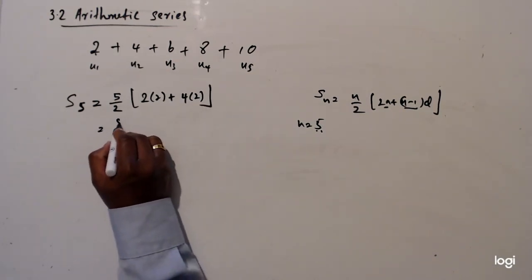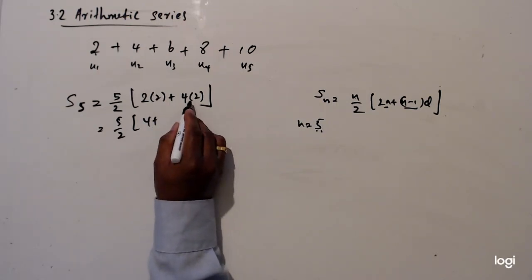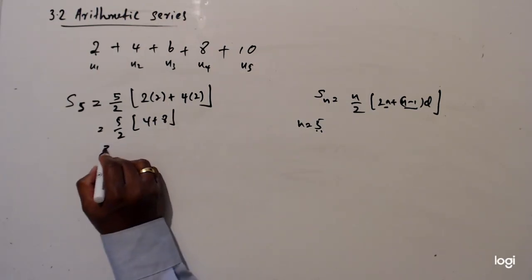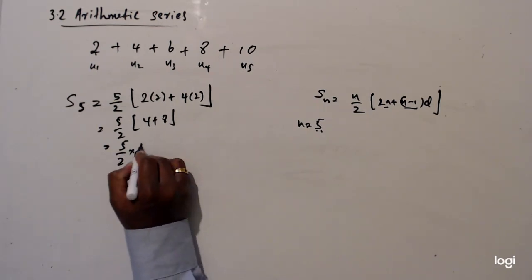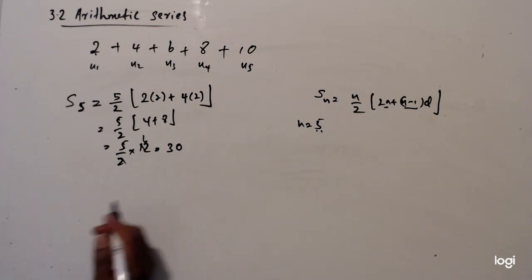So this is going to be 5 by 2, this is 4 plus 8, so 5 by 2 times 12. So this is 30.